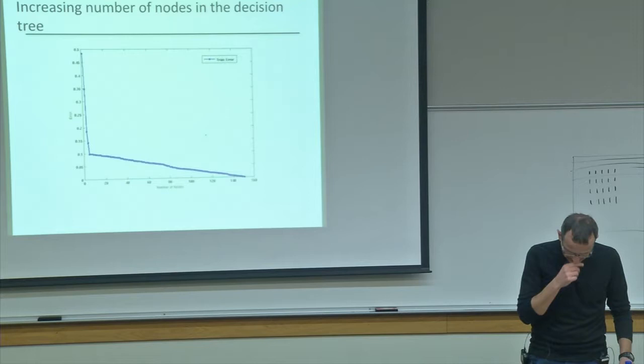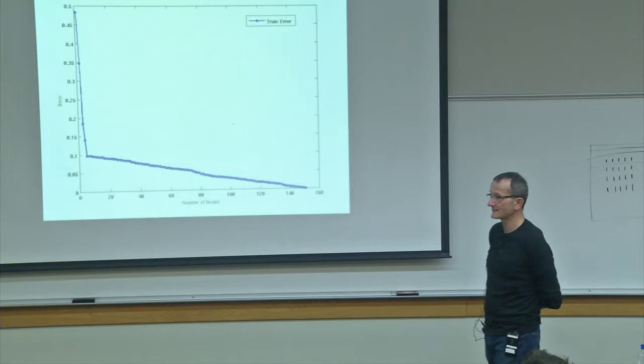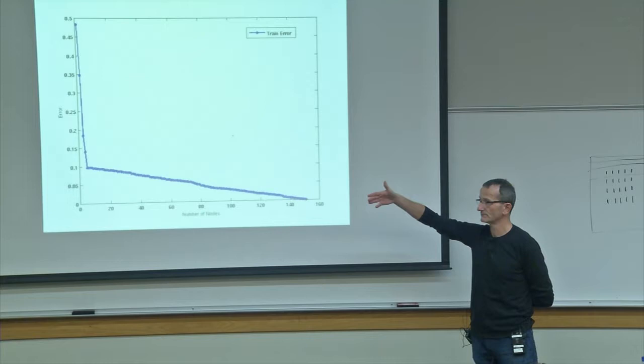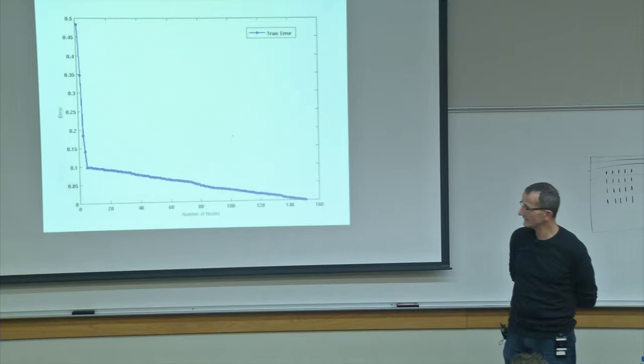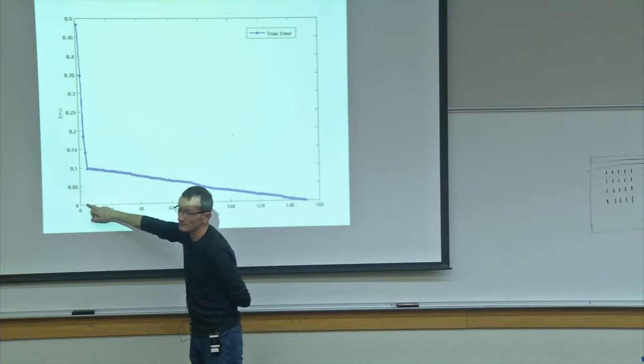What I'm plotting over here is the training error as a function of the number of nodes of the decision tree. I'm inducing a decision tree, but I stop my tree induction after I include one node, two nodes, three nodes, four nodes, and so forth, using a greedy tree induction algorithm. What you see is that when I have essentially no nodes, I have almost 50% error, because the distribution of those two classes was pretty balanced.